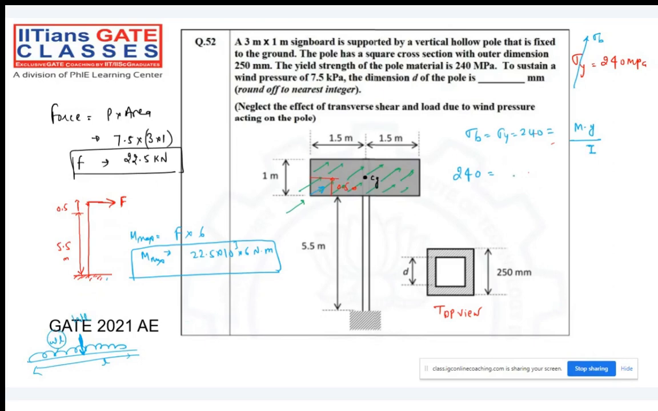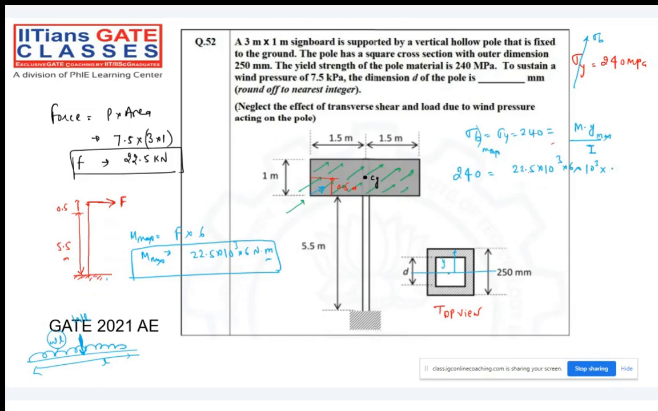Moment will be 22.5 into 10 power 3 into 6 Newton mm. 10 power 3 once again, because 1 meter is 10 power 3 mm. What about the Y? The Y will be taken from the neutral axis to the top fiber, because we know that at the top and bottom the maximum bending stress is going to occur. So Y will be maximum. We are calculating the maximum bending stress so that it reaches the yield stress value, right?